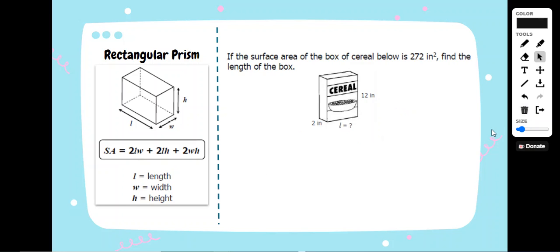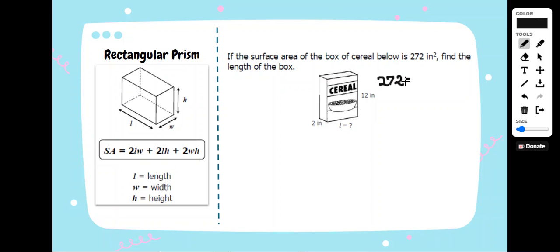All right, let's take a look at another one. Why don't we look at how we would set this one up? If the surface area of the cereal box below is 272 inches square, find the length of the box. Okay, very similar problem, but in this case we're starting out with the surface area of 272.